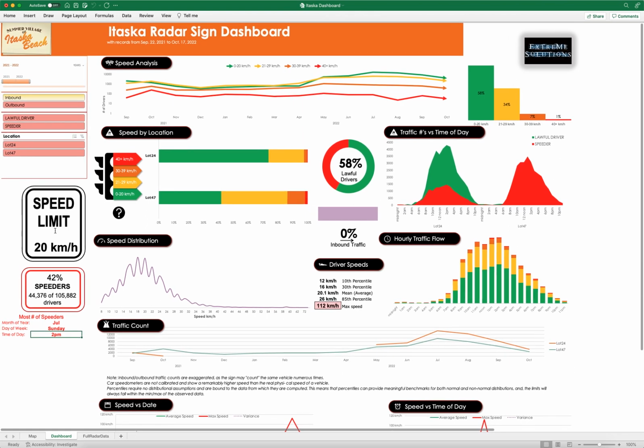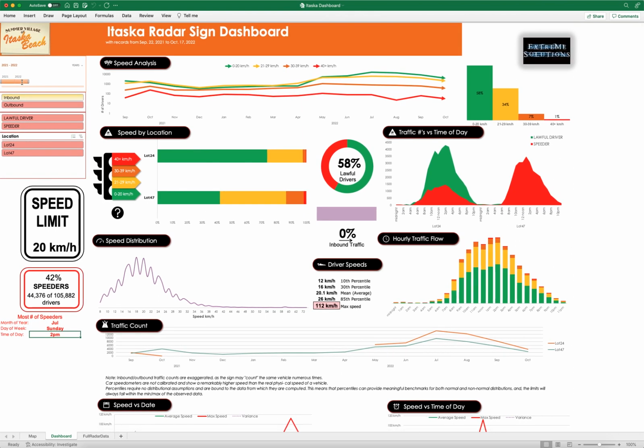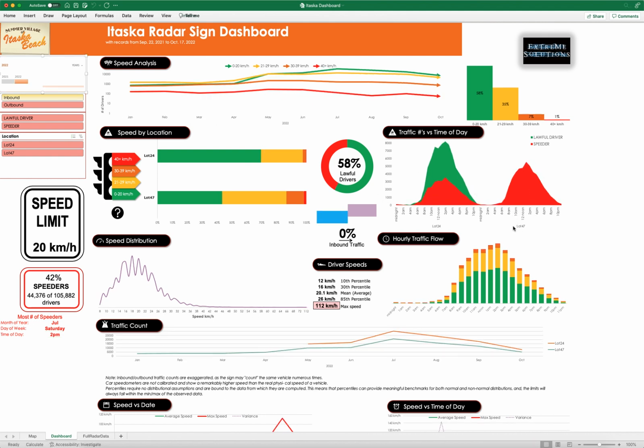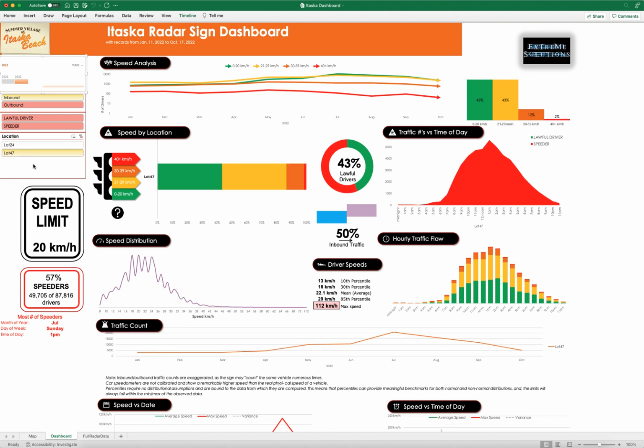Now we get to be looking at our fun part. If we just look at 2022 data, so we're going to filter it down just to this year, and we'll see everything nicely refresh. I still am concerned something is going on at lot 47. Like, where's the green here? So we're just going to isolate down to lot 47, and we can see we drop down to only 43% are lawful drivers, which is actually equivalent to the number of people following that speed limit.